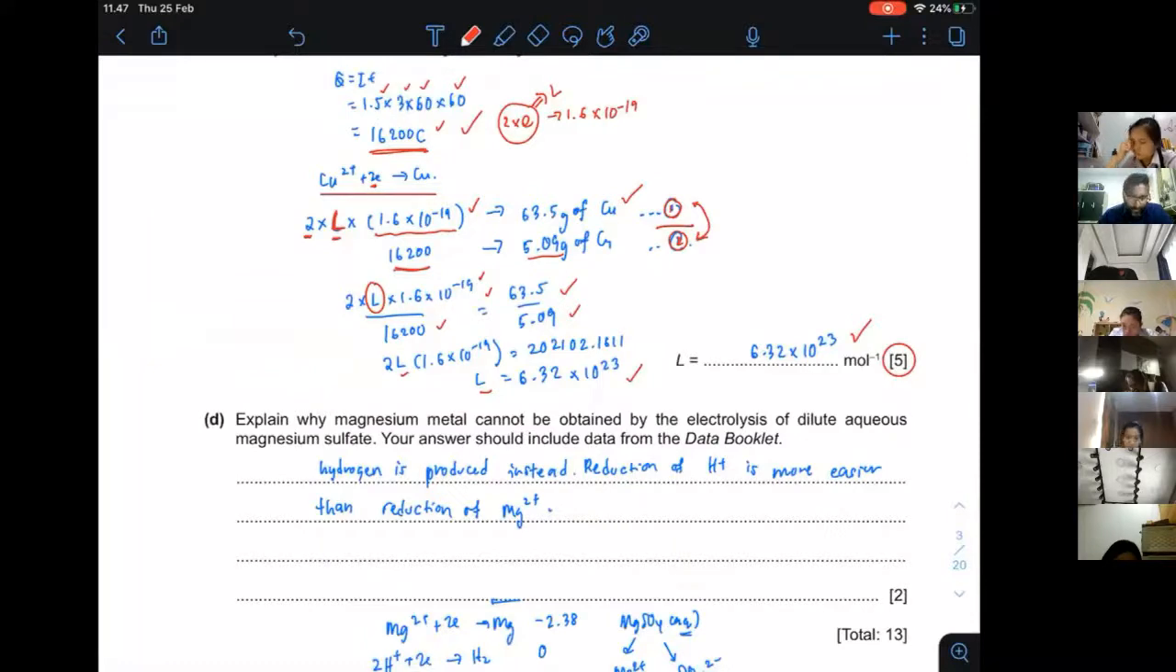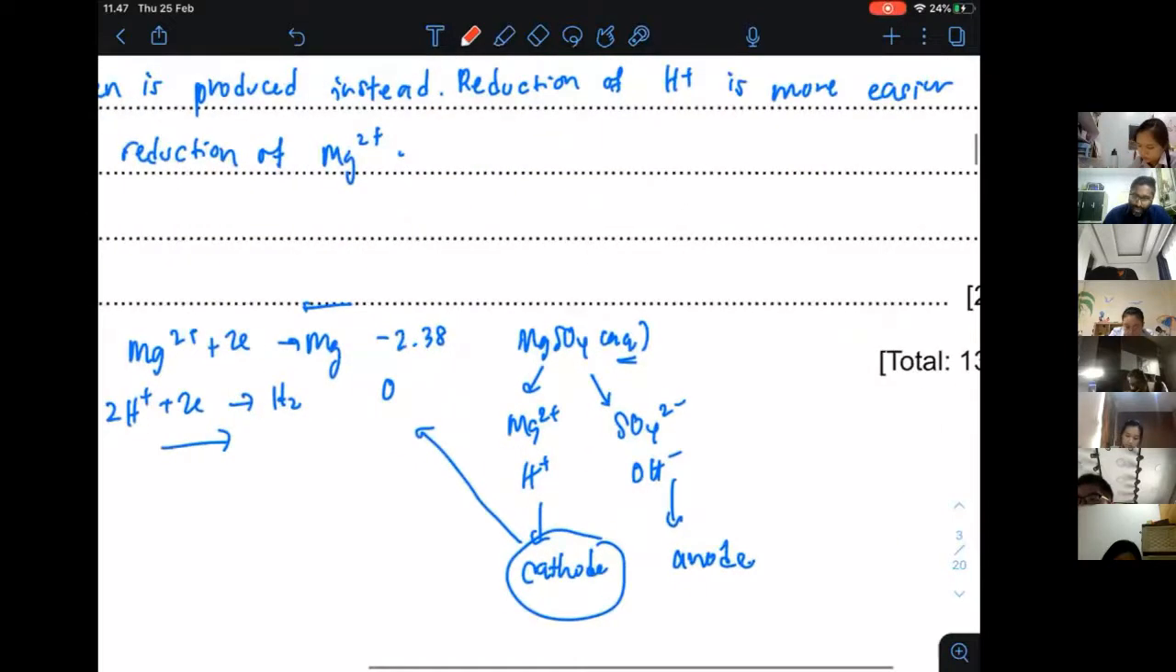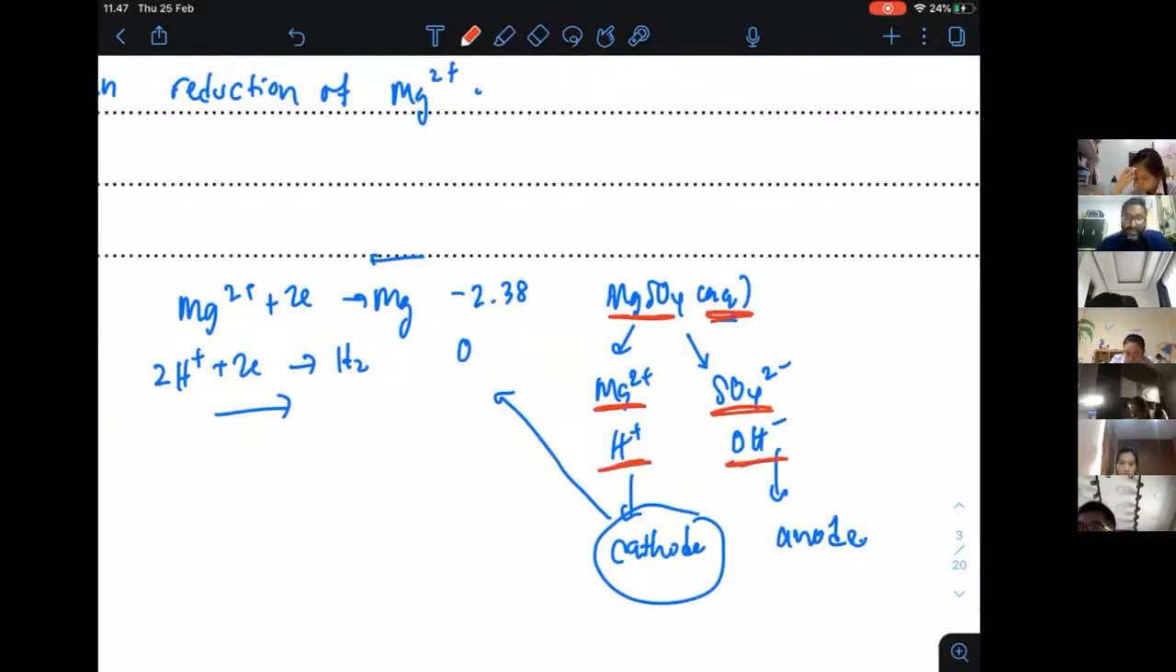Now, next question. Explain why magnesium metal cannot be obtained by electrolysis of dilute aqueous magnesium sulfate. We have done this similar question before. Same. You have MgSO4, you have Mg2+ and SO4 2-, and it's in aqueous, so you have H+ and OH-. Now we are talking about cathode.